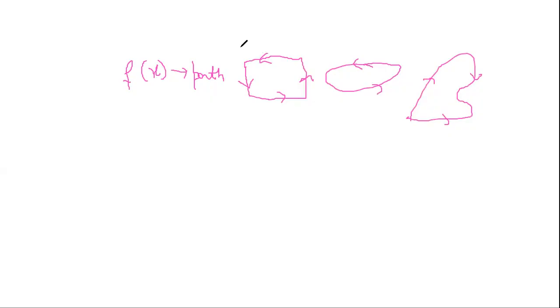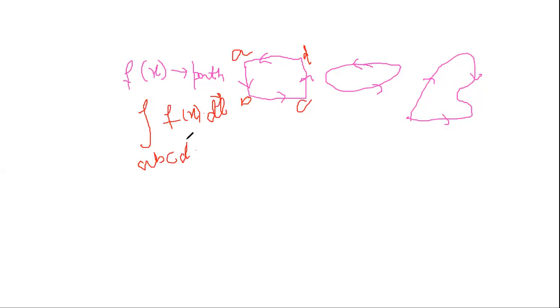If I call it as A, B, C, D, then A to B, B to C, C to D, like this. So the integral over the path is represented like this: the integral as usual, f, if it is a vector, f dot dl. So this dl, and here we specify the path. For this example, it is path A, B, C, D.